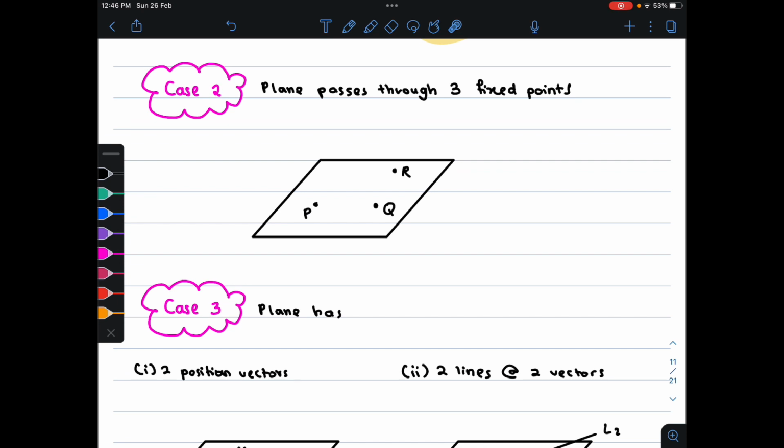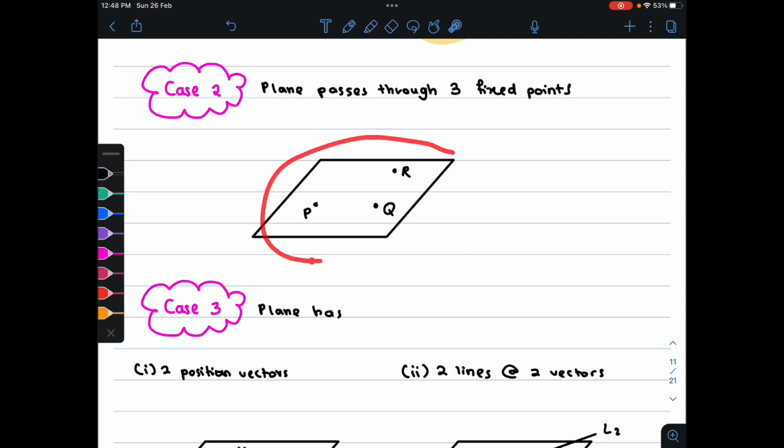For case 2, say that you have a plane that passes through 3 fixed points. So this is your plane and you have 3 fixed points on your plane. So depending on the way you draw your coordinates, which is P, Q and R in this case, your normal vector may look different compared to your friends. But just note that even though the normal vectors are different, the answers are still correct.